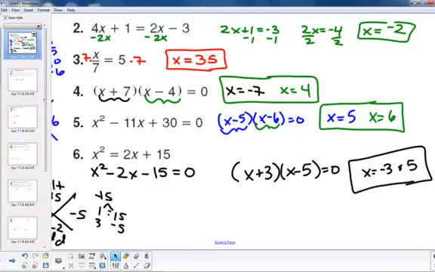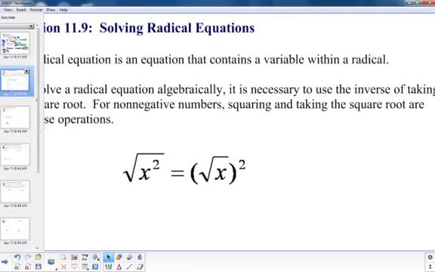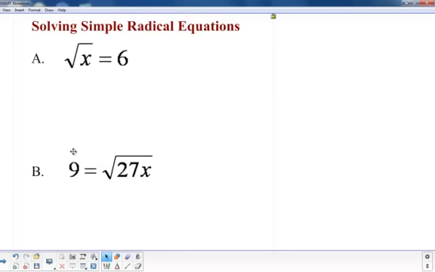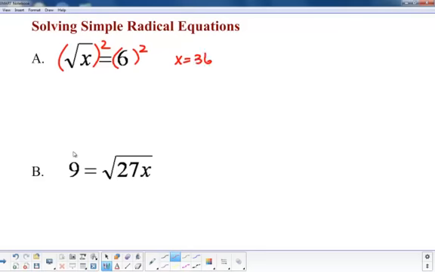Applying that to square roots, radicals, to get rid of the square root, we need to square it. And what you do to one side, you have to do to the other. So if you look at something like this, we would just square both sides. So x would equal 36. Pretty smooth.